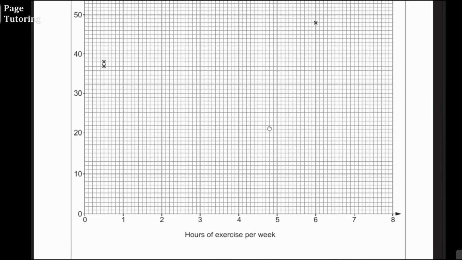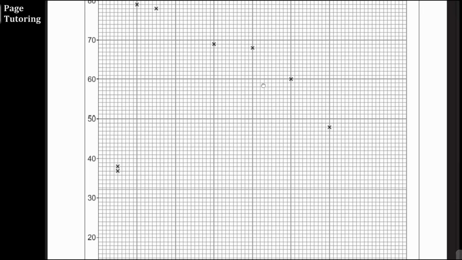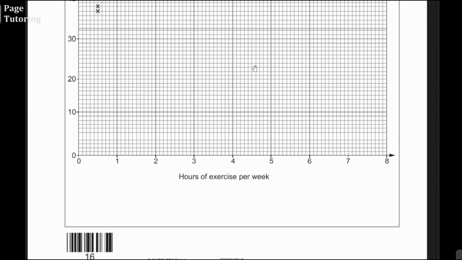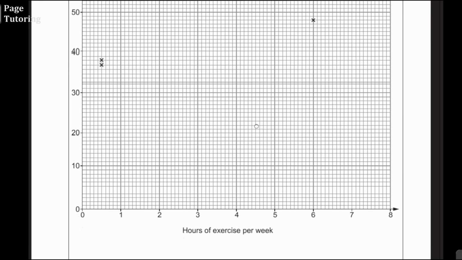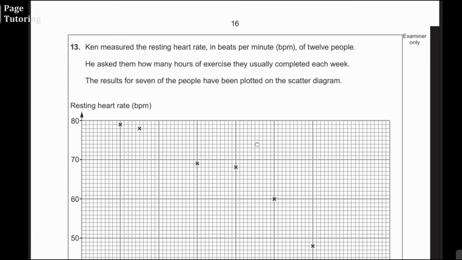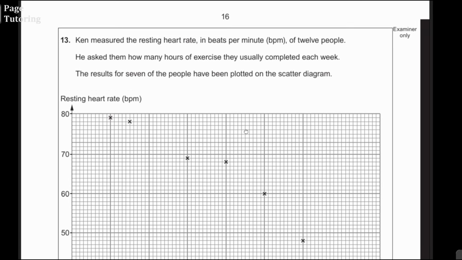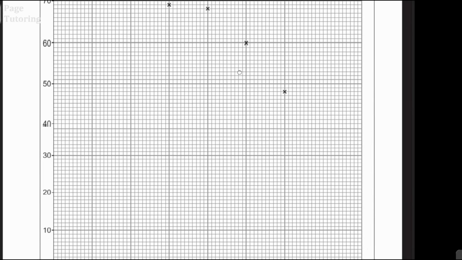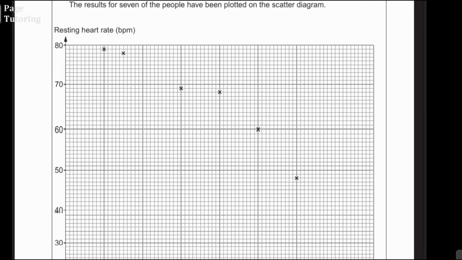Question 13. So we've got an absolutely huge graph here that takes up the whole of the page. So the actual questions, what it wants us to do, is going to be in the next sheet. But if we go back down to the bottom, we see the x-axis is hours of exercise per week. Scroll back to the top, the y-axis is resting heart rate. And if we do a quick look before we even read anything else, we can see our data points here.